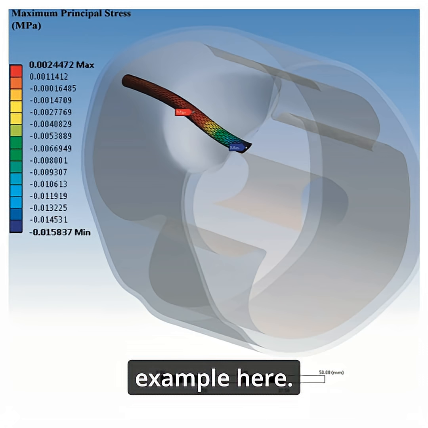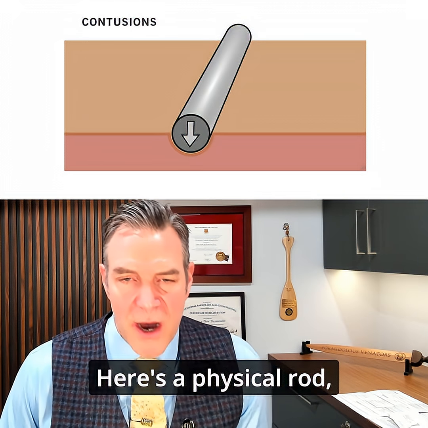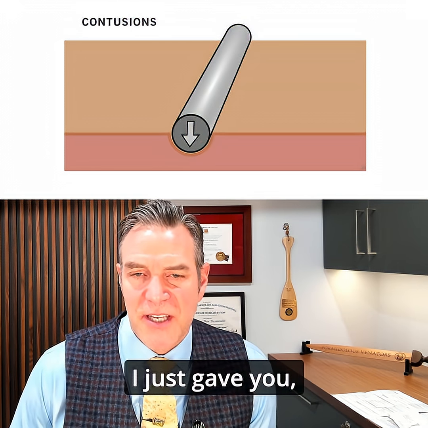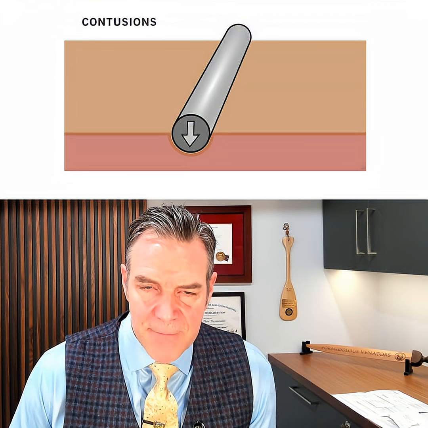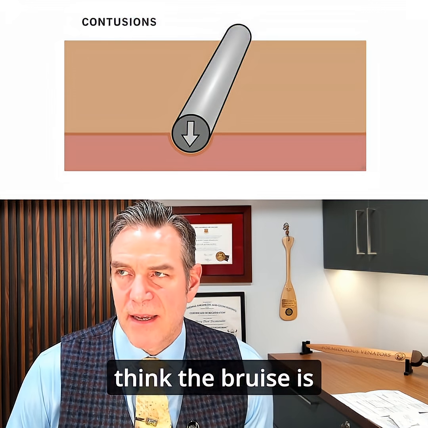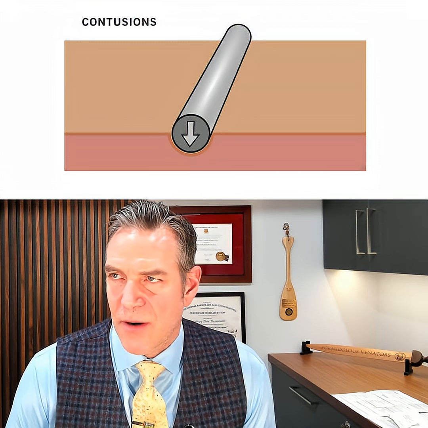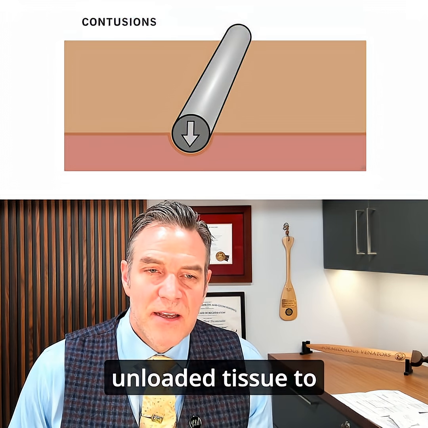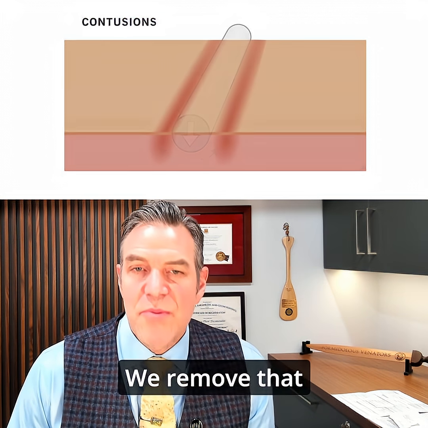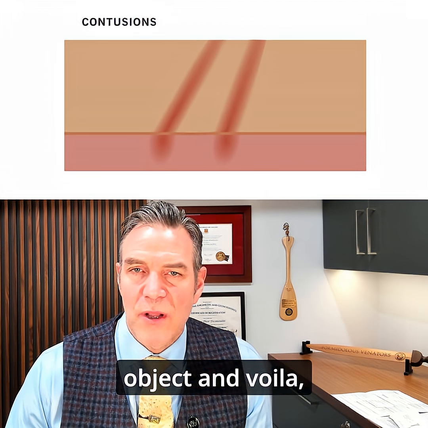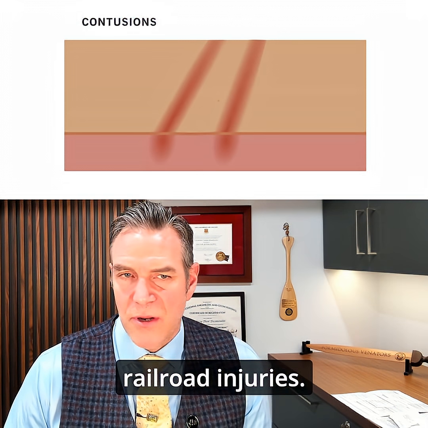So let's look at an example here. Here's a physical rod, similar to the example I just gave you, but I want you to think through this now. It's depressing the skin. And so where do you think the bruise is going to occur? At the point of unloaded tissue to loaded tissue. That's where the maximum stress lies. We remove that object and voila, we get our railroad injuries.